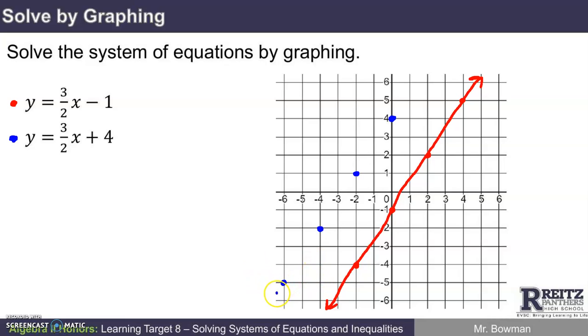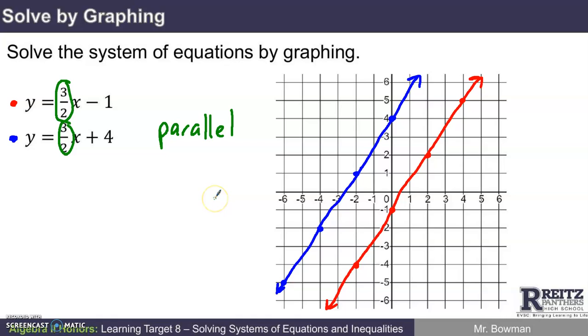So the graph of this line looks something like that. Ooh. These lines are parallel, aren't they? In fact, I know they're parallel because a couple of weeks ago we decided that parallel lines are the lines that have the same slope. These lines are parallel.